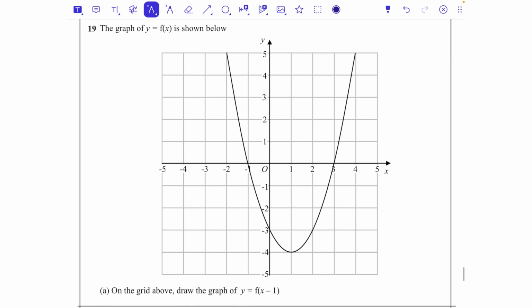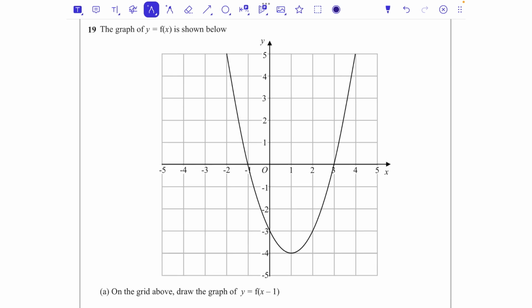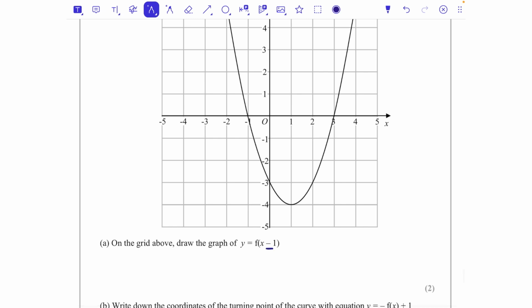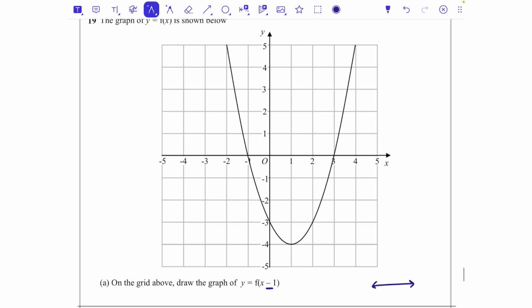Question number 19. The graph of y equals f of x is shown below. On the grid above, draw the graph of y equals f of x minus 1. Now, when we have the minus 1 inside the bracket like this, anything inside the bracket affecting the input is going to change the x direction. And when it's inside the bracket, it actually does the opposite of what you would think. So minus 1, you'd think that would go left. It doesn't, it goes right.